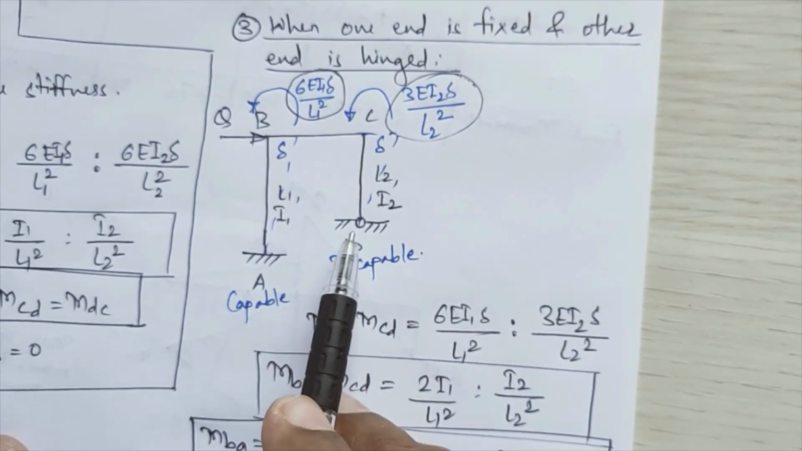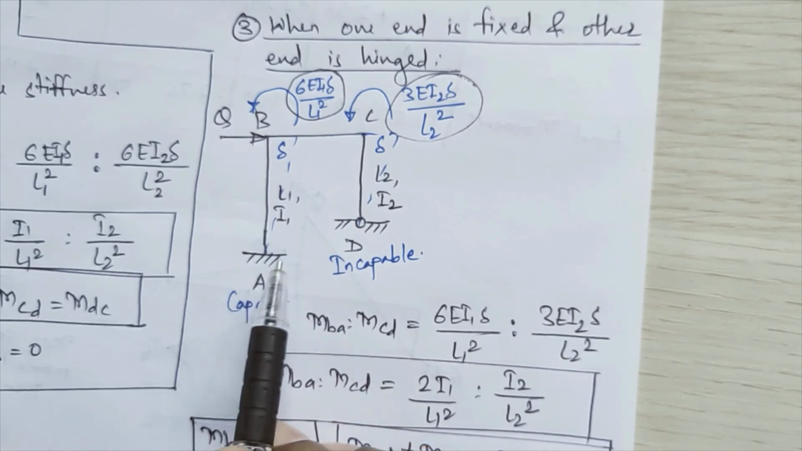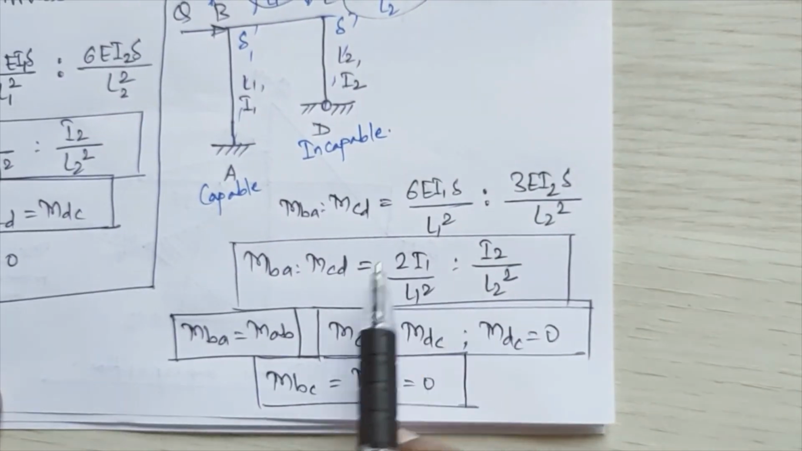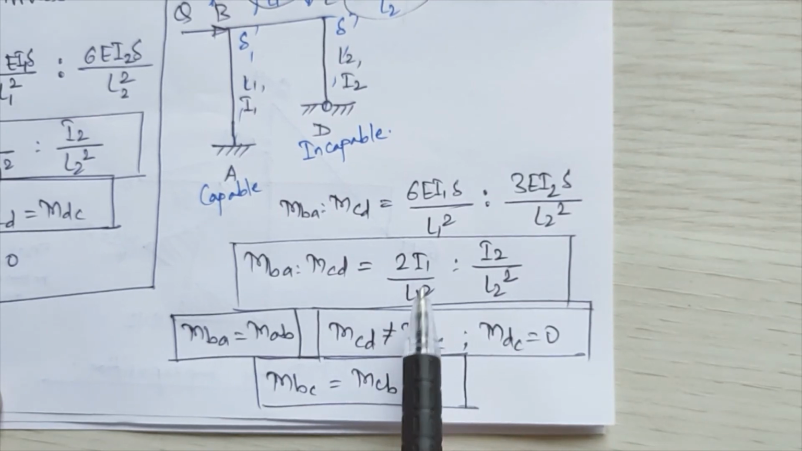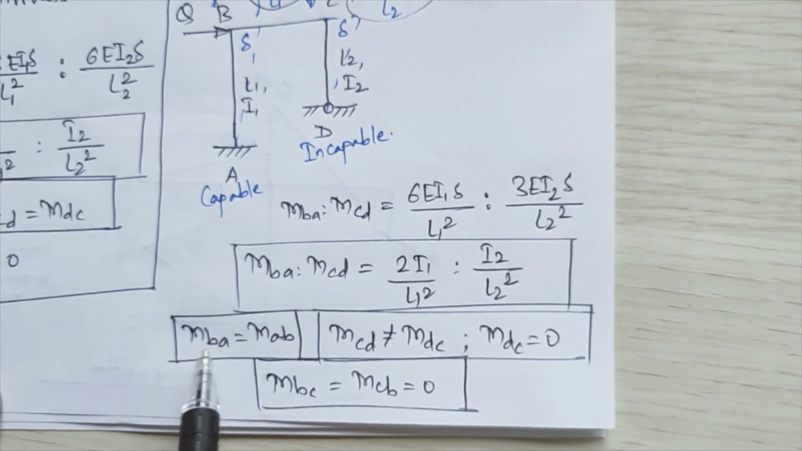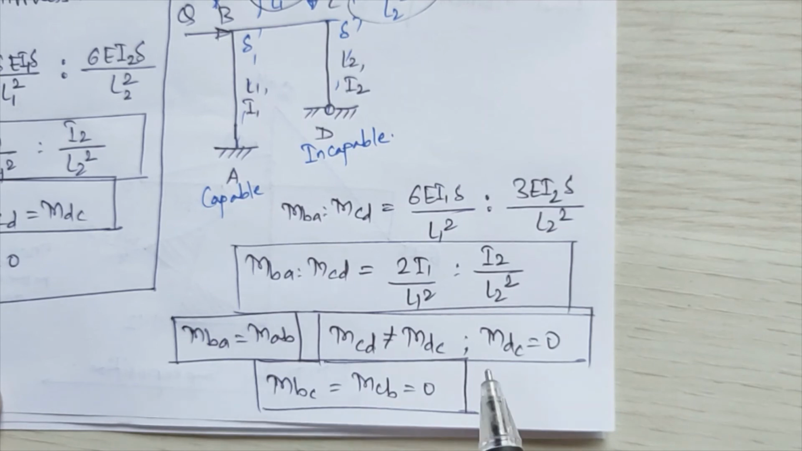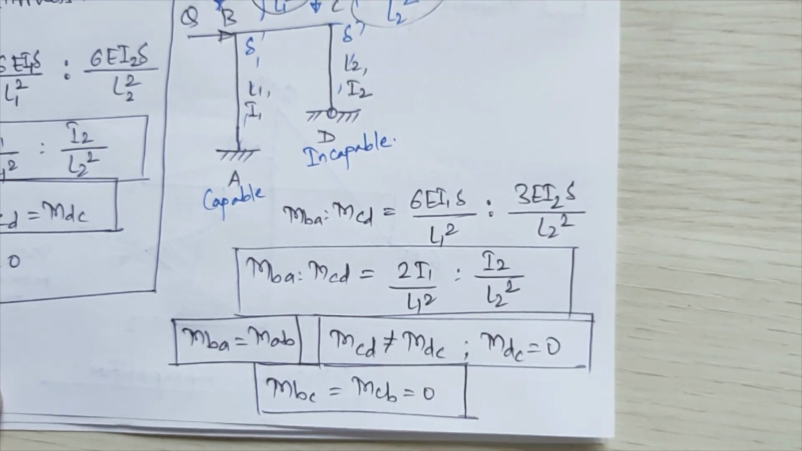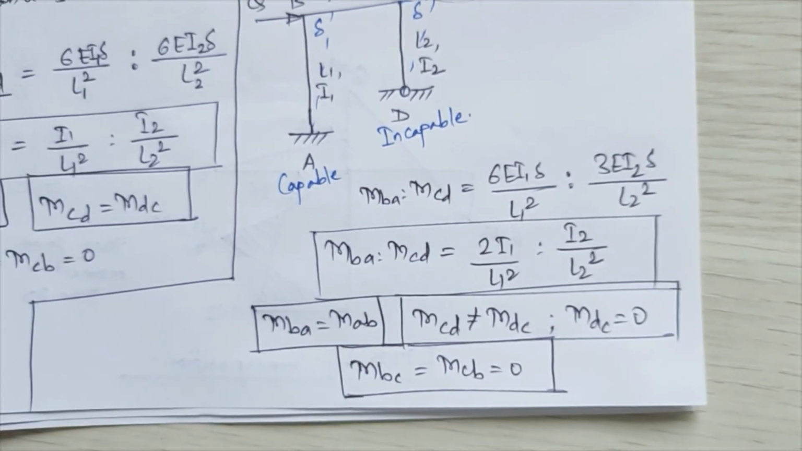These conditions may get interchanged. Sometimes your hinge support may come at point A and the fixed support may go at point D. At that time, these conditions will get interchanged. What ratio will we get? I1 by L1 square is to 2I2 divided by L2 square. And MBA will not be equal to MAB, but MAB will remain 0. MCD will be equal to MDC, and MDC will not be equal to 0. While your third condition will remain as it is, that is MBC will be equal to MCB, and that will remain equal to 0.